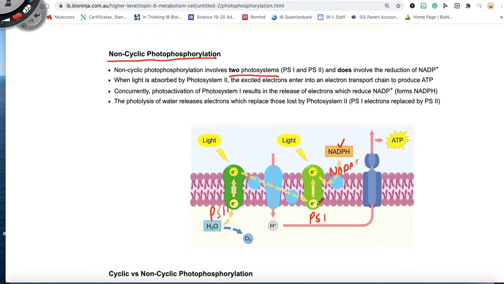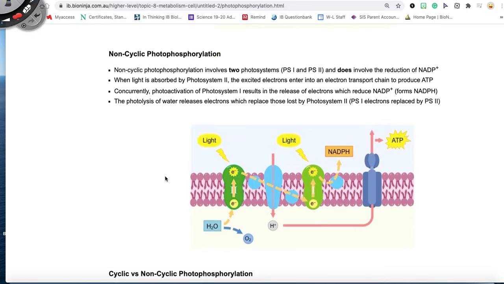And that's what's going to replenish the electrons in photosystem 1. And here we see the photolysis of water releasing electrons and replacing the electrons in photosystem 2, right? And then you get your oxygen byproduct. So non-cyclic photophosphorylation involves the two photosystems, whereas cyclic photophosphorylation only involves the cycling of these electrons down its own electron transport chain, right? Electrons are not donated to NADPH.